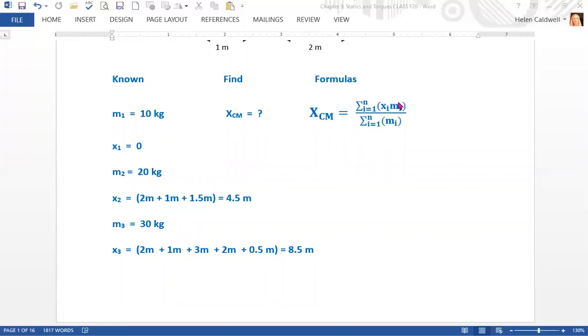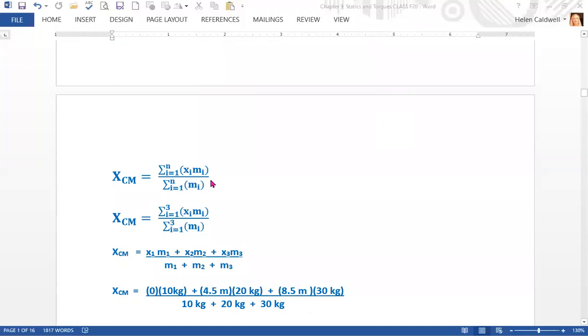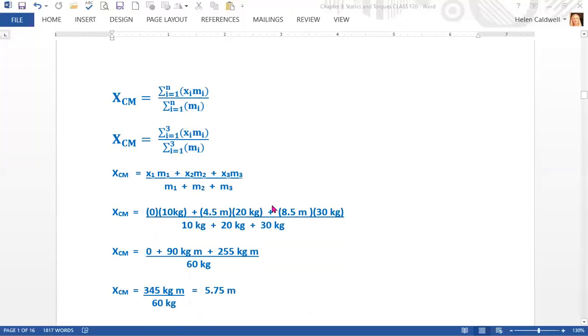So distance times mass for all 3 in the numerator, and then add them together, and the mass is in the denominator. So here's our equation in its general form. We've got 3 objects. You probably could get away with not writing these first 2 equations, but just doing the third one. So x1 times m1 plus x2 times m2 plus x3 times m3 divided by m1 plus m2 plus m3.